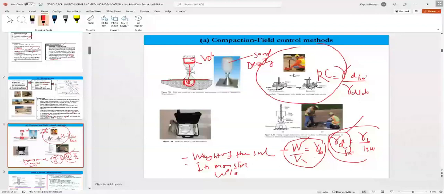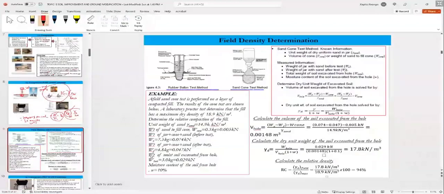Any question up to there? Now, let's follow through an example: how to determine density from sand.